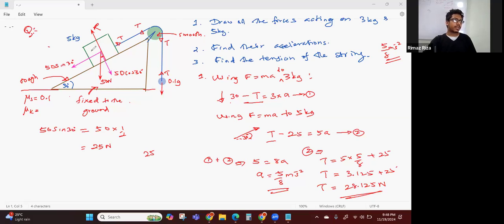because we want to find the acceleration. So acceleration means when it's moving, right? So when it's moving, the friction will be kinetic friction. Therefore, I should give the mu k also. So mu k I give 0.05.